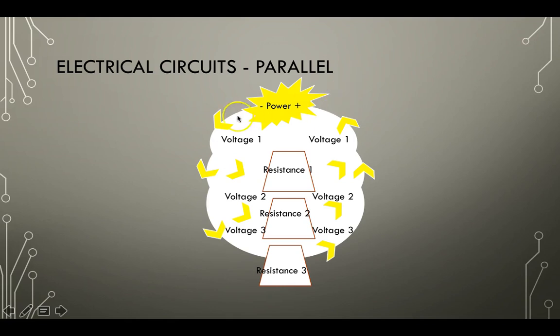Our parallel circuits have multiple options available. So the path can go through resistance 1, it can go through resistance 2, or it can go through resistance 3. And this is where we get the idea of the path of least resistance, right? So the electrons are going to flow through all of these, but we're going to have heavier flow through whichever one of these resistances is lighter.